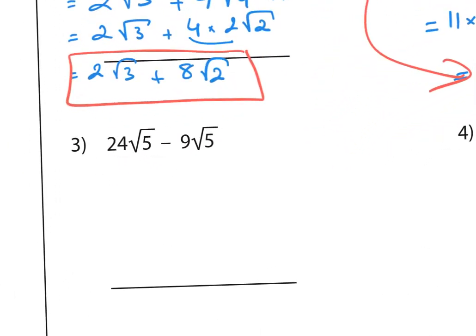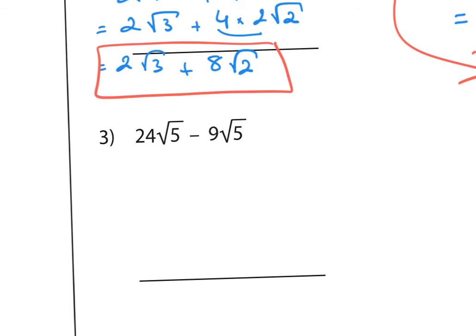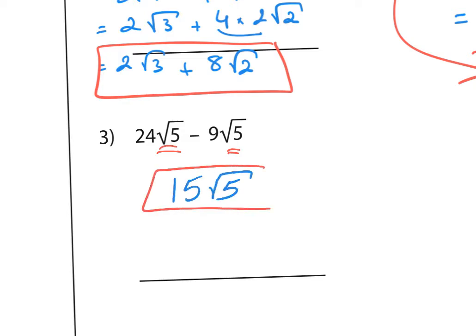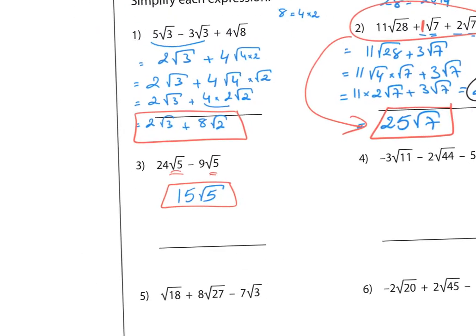Well, number 3 seems easy here, because we have the same radical, which is square root of 5. So we can just subtract 9 from 24, which is going to be 15, right? 15 square root of 5. So this is kind of an easy one. All right, so let's do number 4 here.